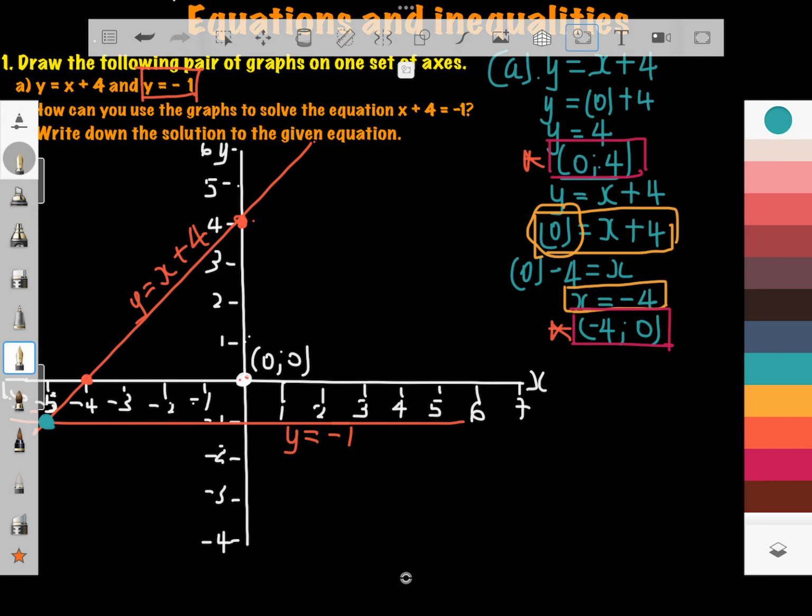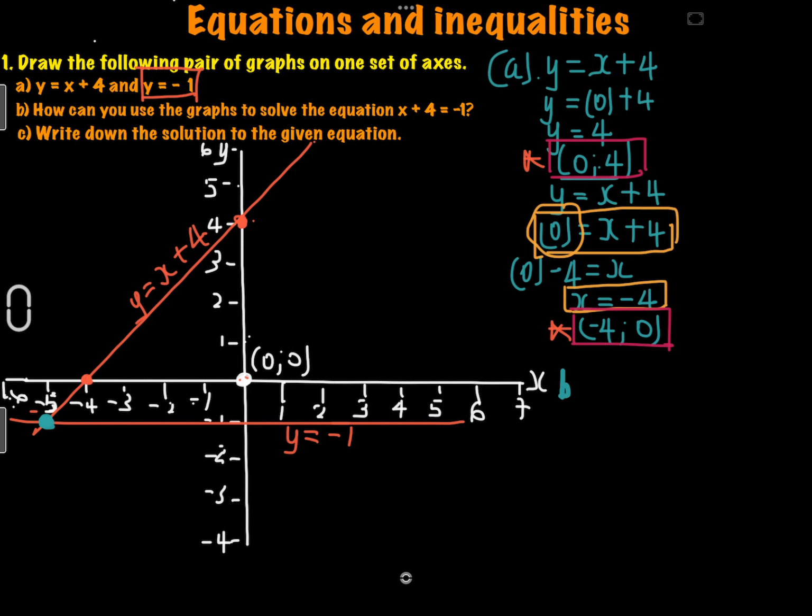So for question B, you just need to find the intersection of those two graphs. So the intersection is at this point here. So we know that the intersection is where x is equal to -5, and y is equal to -1. Okay, that's what it essentially means for this second question.